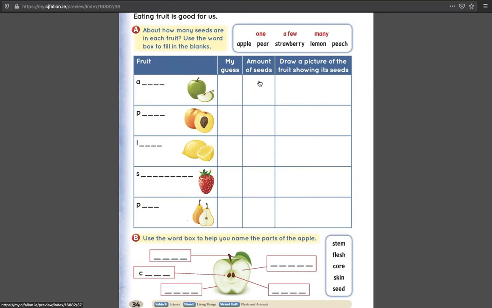And remember, don't worry if you don't have the fruit in your house, because I know that not everybody has all of these fruits fresh in their house all the time. You can wait until the next time you get it and you can have a look. Or you can just guess as well that it would be one, a few, or many.